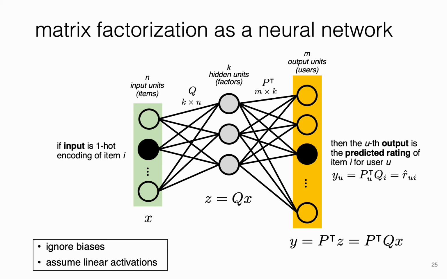To make sure you have understood how this neural network operates, convince yourself that the hidden layer units contain the embedding of the item i, which is one hot encoded in the input of the network.